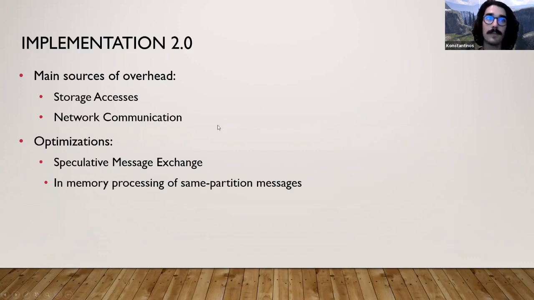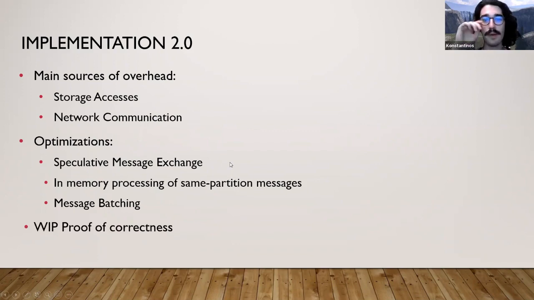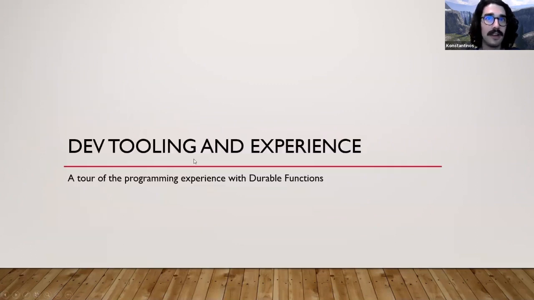And another optimization is that messages that have the same source and destination partition are now processed in memory without being first persisted to the input queue of that partition. And we're also doing some message batching when accessing storage and sending things over the network to improve overheads. And tying all of this up, we're working on a proof of correctness for all of this, and hopefully we will submit this work soon somewhere. Yeah. So let me pass this to David now.